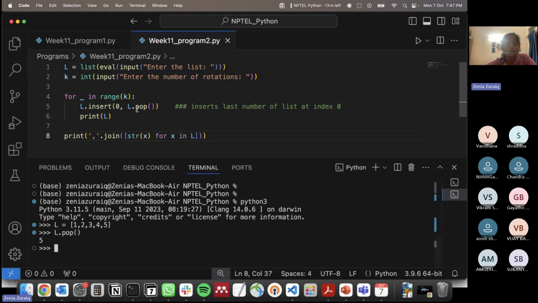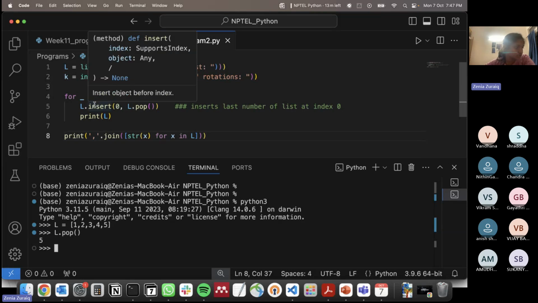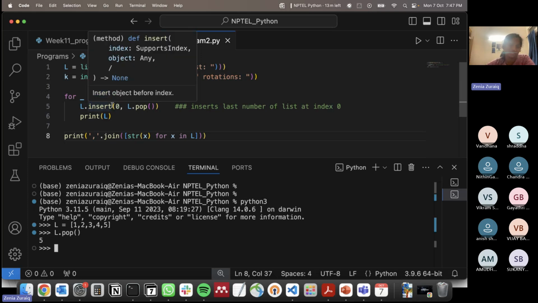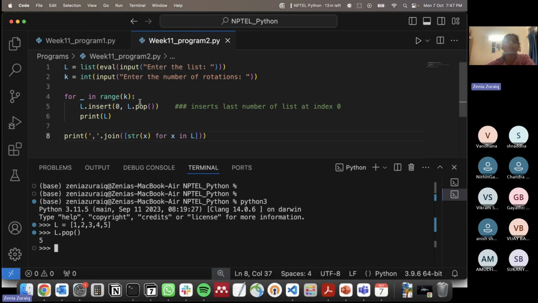So here basically what I'm doing is I'm taking 5 and putting it at index 0. Insert takes the index where you want to insert and the value that you want to insert. So it just takes the last one and inserts it at the beginning. And similarly, it does this k times because k rotations might be required, right? You can do it in many ways.